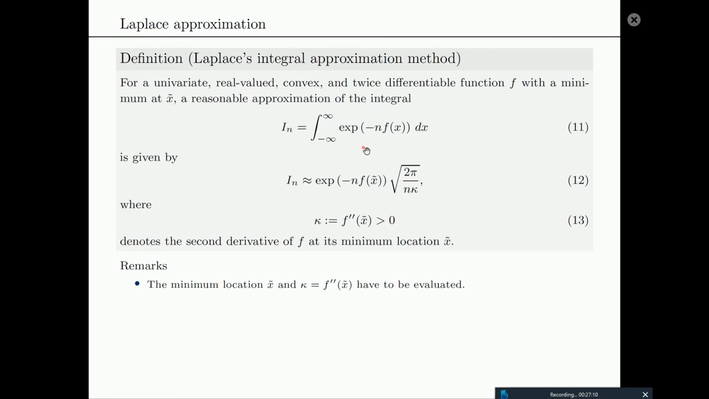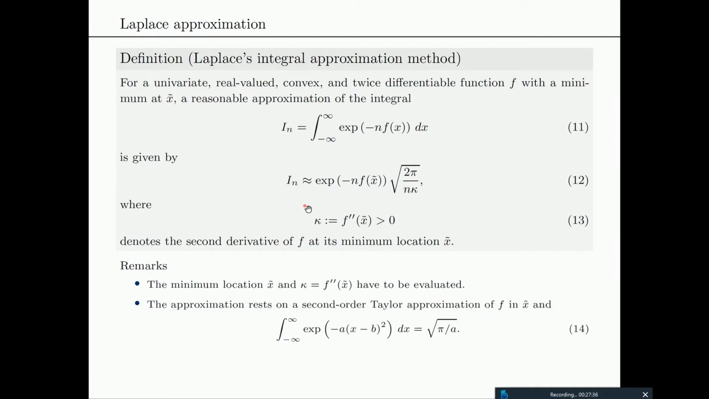but if you want to compute this integral, or at least approximate it, then instead of computing the antiderivative and then solving things, you can also evaluate the minimum and the value of the second derivative at the location of the minimum, and then evaluate this formula. So you only plug the minimum into the function and multiply by the square root of 2 pi divided by n kappa, and it's roughly that. That's of course surprising.